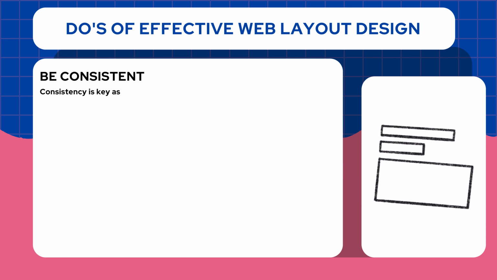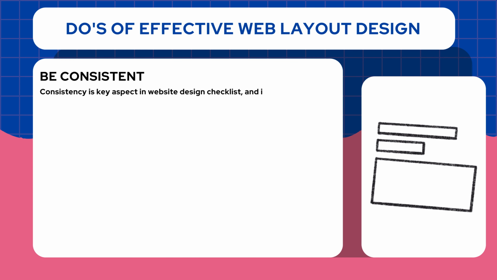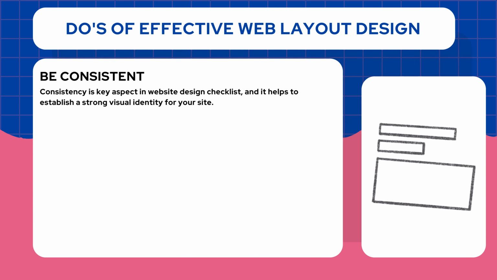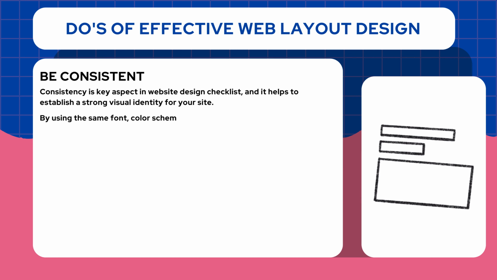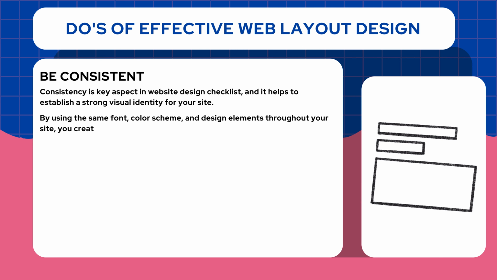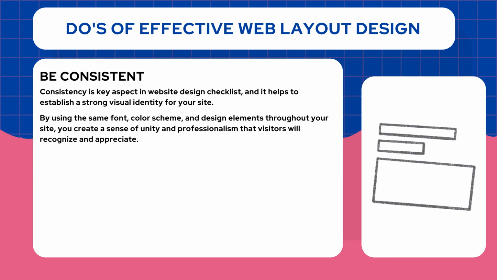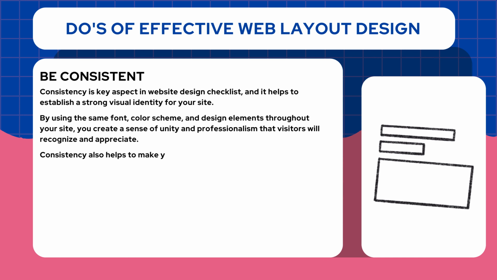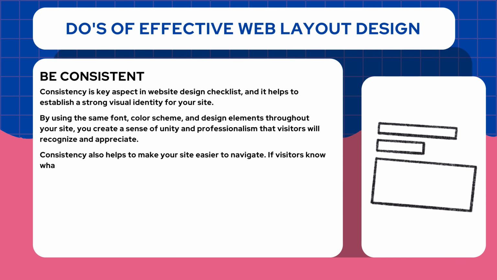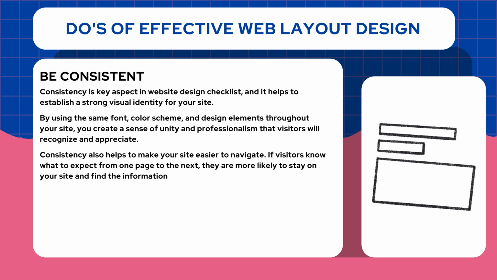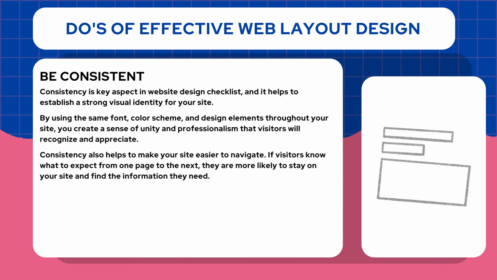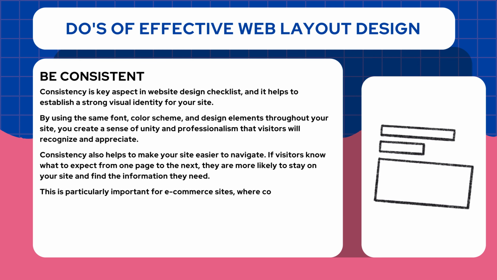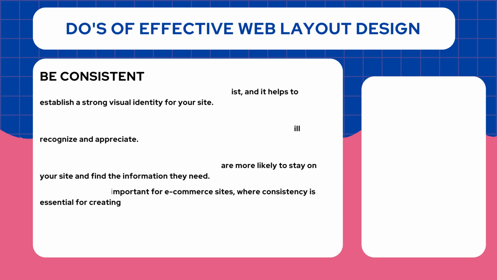Be consistent. Consistency is a key aspect in website design checklist, and it helps to establish a strong visual identity for your site. By using the same font, color scheme, and design elements throughout your site, you create a sense of unity and professionalism that visitors will recognize and appreciate. Consistency also helps to make your site easier to navigate. If visitors know what to expect from one page to the next, they are more likely to stay on your site and find the information they need. This is particularly important for e-commerce sites, where consistency is essential for creating.